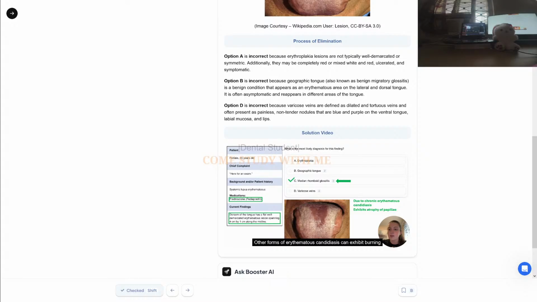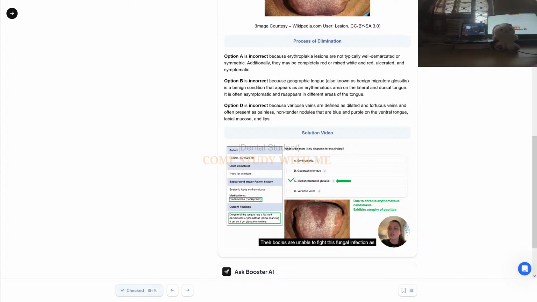Other forms of erythematous candidiasis can exhibit burning or tingling, but median rhomboid glossitis is typically asymptomatic, and as we see, this patient is not reporting any symptoms. We emphasize that the patient was taking prednisolone because that drug causes immune suppression. Candidiasis fungal infections are the most common opportunistic fungal infections seen in the mouth, and patients who are immunocompromised or immunosuppressed are much more susceptible to them.